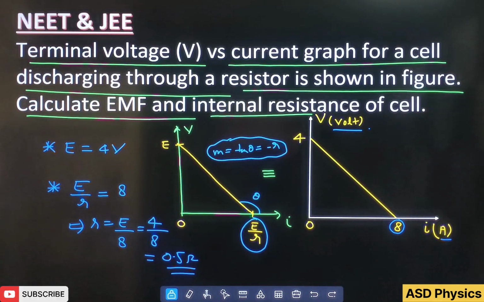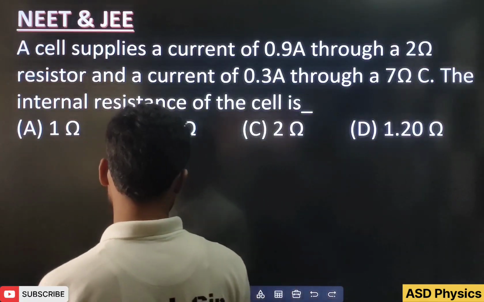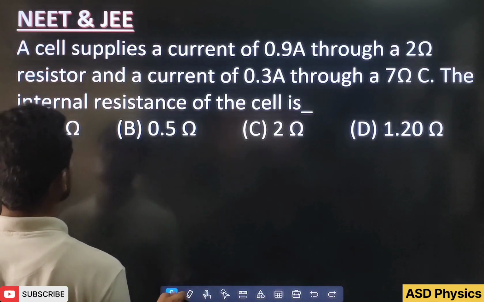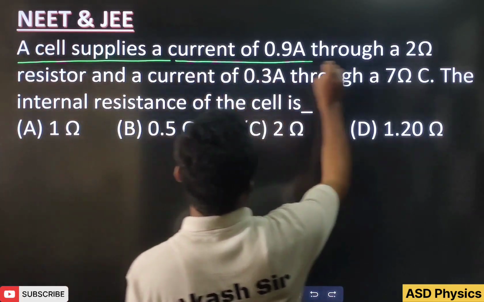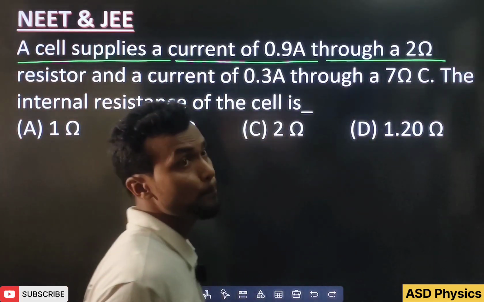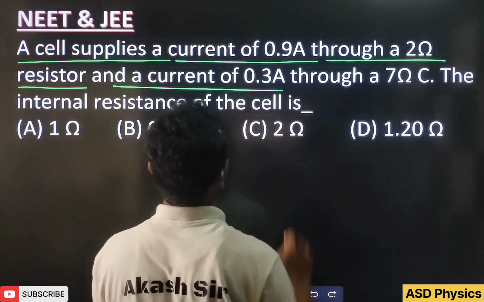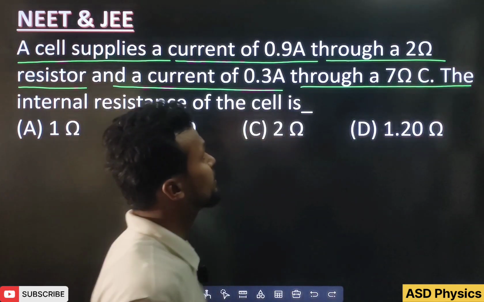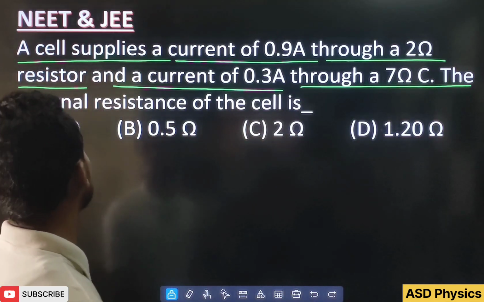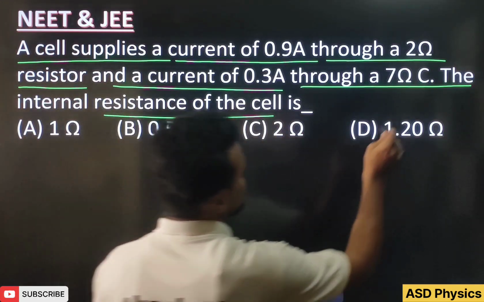Okay. So students, remember how beautifully we have done this question. It's easy only, but we should know the concept. Now students, see this question. Let's see the question here. For NEET and JEE, very important: a cell supplies a current of 0.9 ampere through a 2 ohm resistor and a current of 0.3 ampere through a 7 ohm resistor. The internal resistance of the cell is how much here?